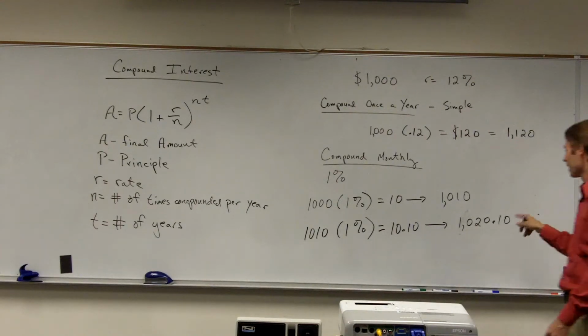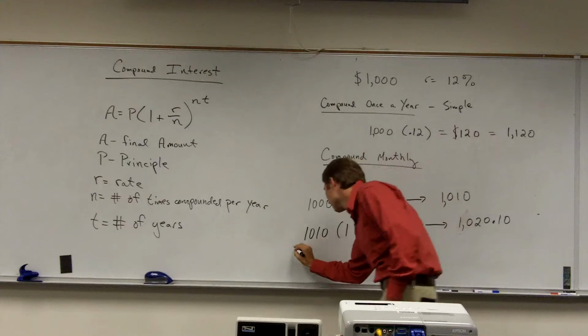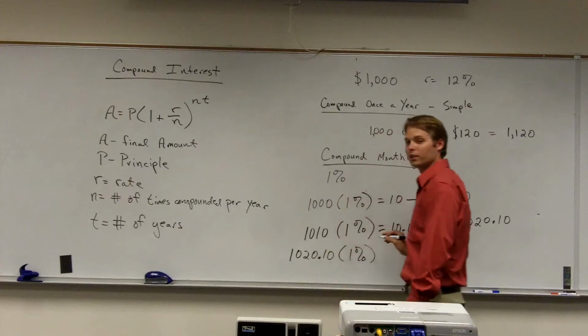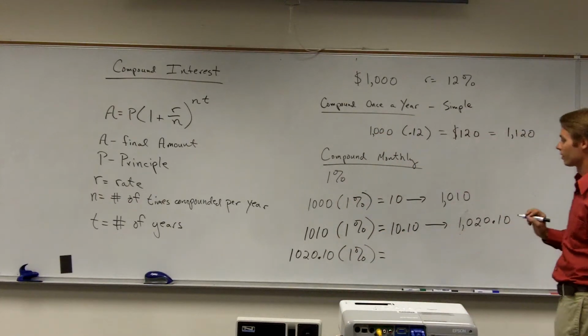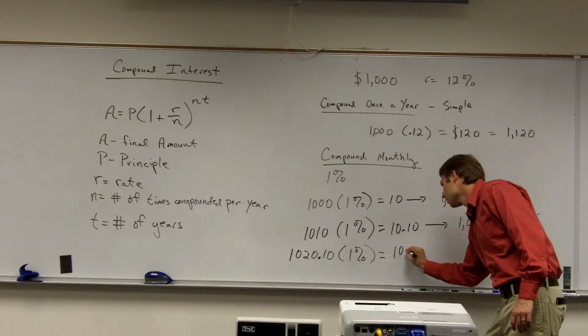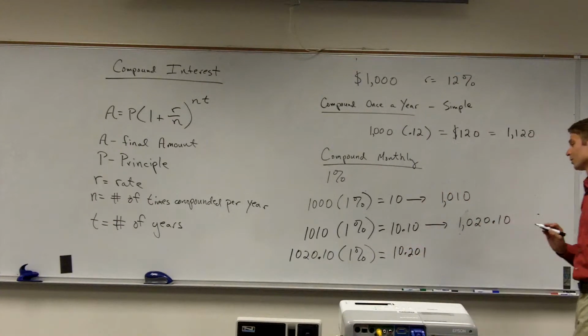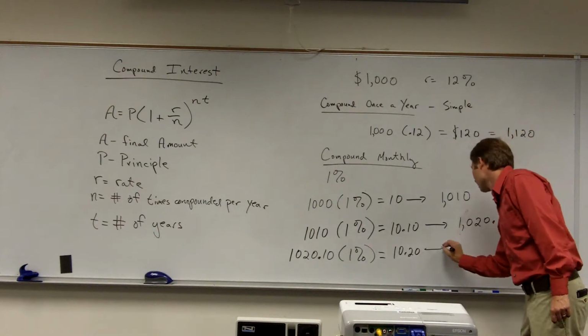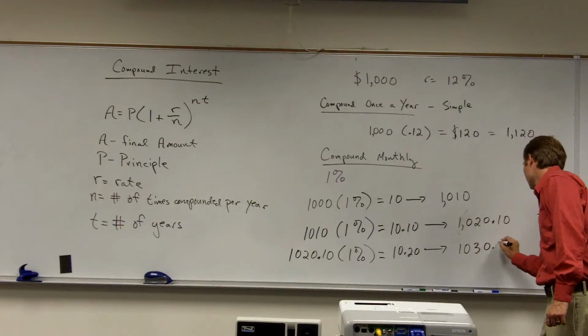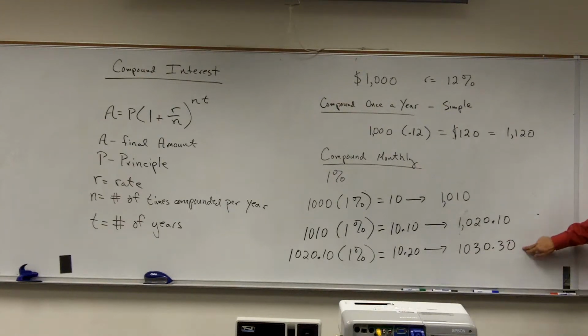And then this keeps happening. So now you take whatever amount you have here, and you're going to take that percentage of that. So now for the third month, you're going to take 1% of $1,020.10. So now they're going to take $10.201, I guess you would round it to $10.20, right? And so now you have $1,030.30.